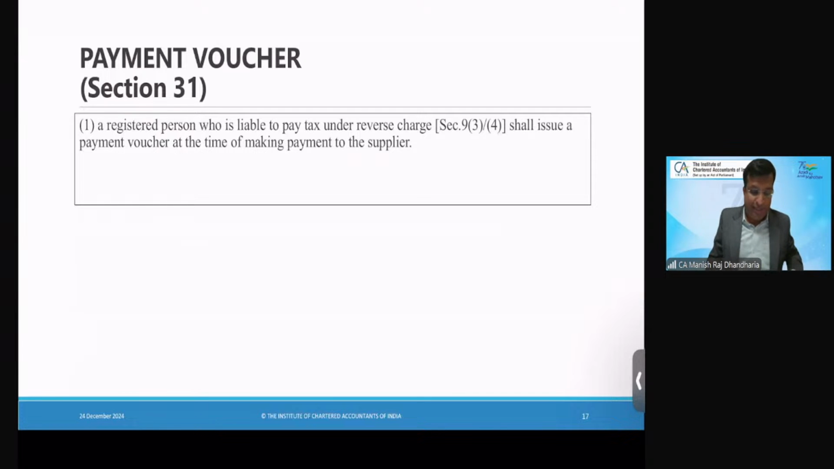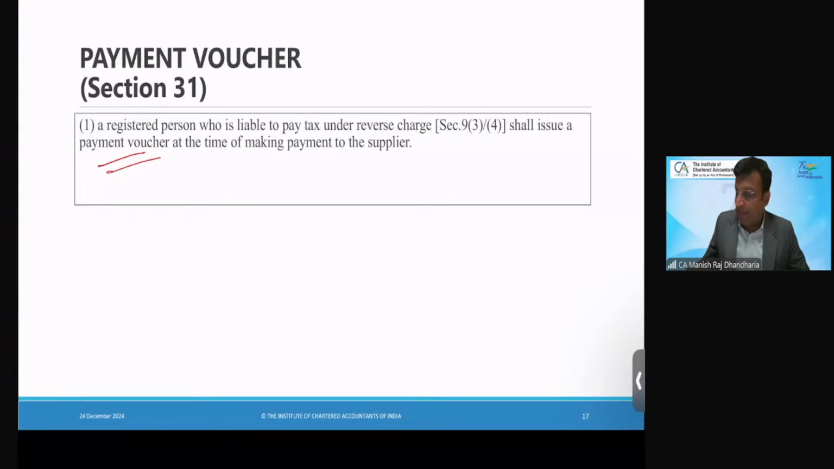This payment voucher is issued when you are liable to pay tax under RCM basis. जब आप सप्लायर को पेमेंट कर रहे हैं RCM में, for example legal fee, you are paying to an advocate, तो उस पर आप RCM pay करने के लिए suppose हैं. In that case, at the time of making payment to the supplier, you have to issue what? Payment voucher आपको issue करना है.